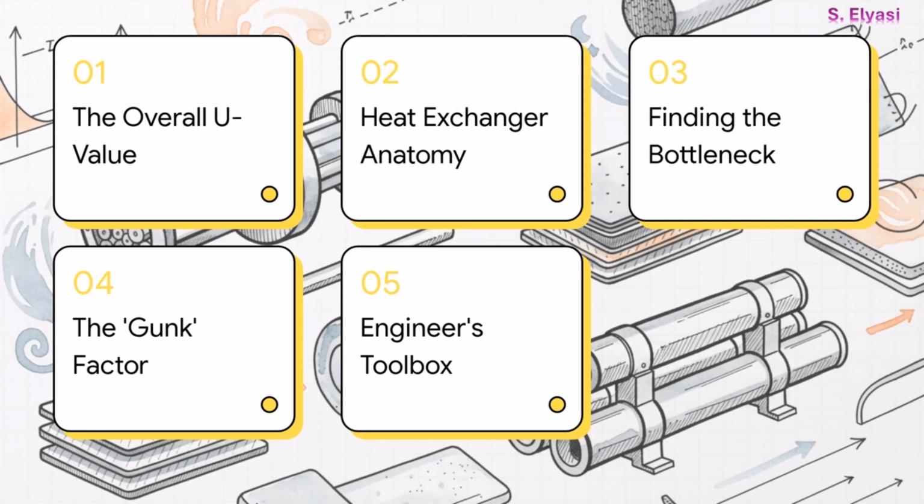So here's our roadmap for today. We're going to start with the big one, the overall U value. Then we'll get our hands dirty and dissect a heat exchanger to see how we even calculate that value. After that, we'll use it to find the performance bottleneck, account for that real-world gunk factor, and finally, we'll take a peek inside the engineer's toolbox of common designs.